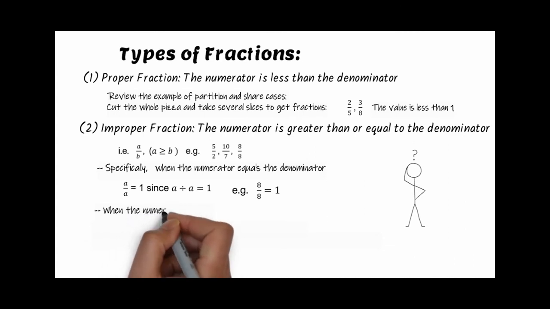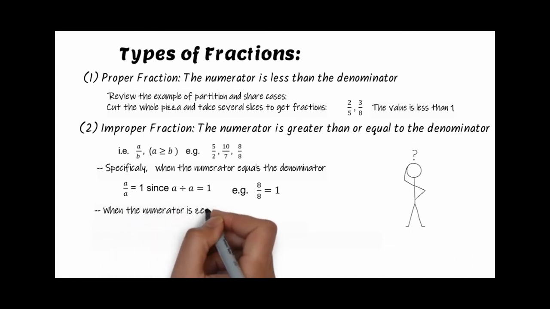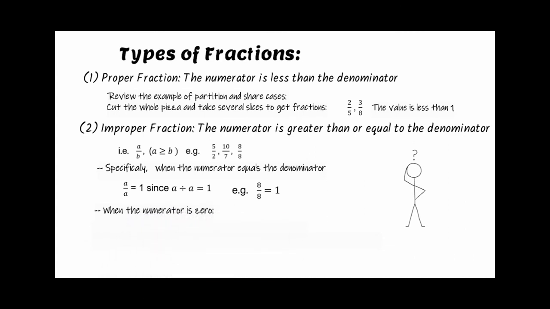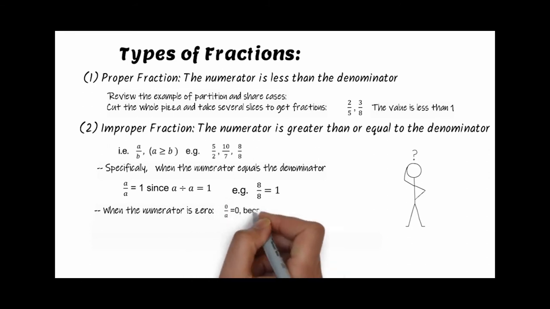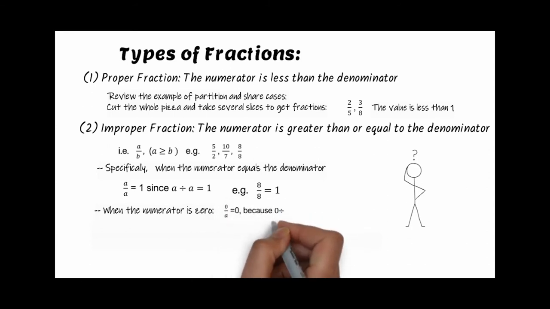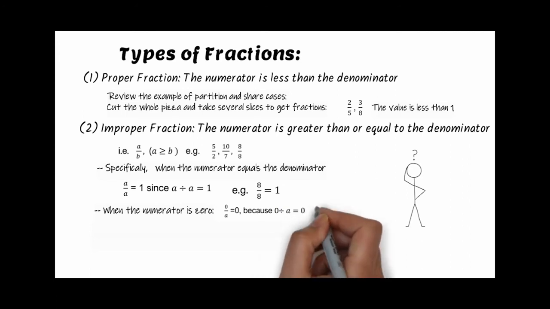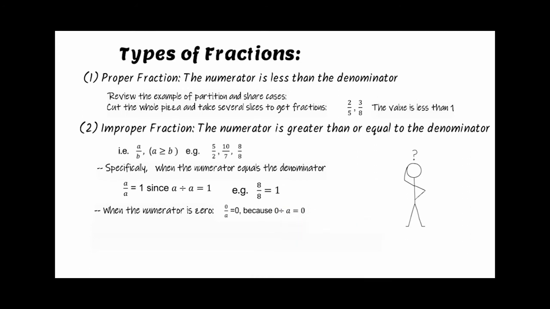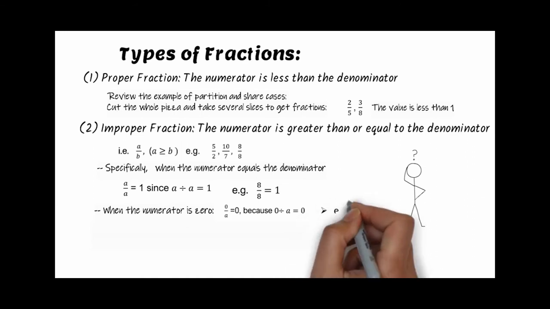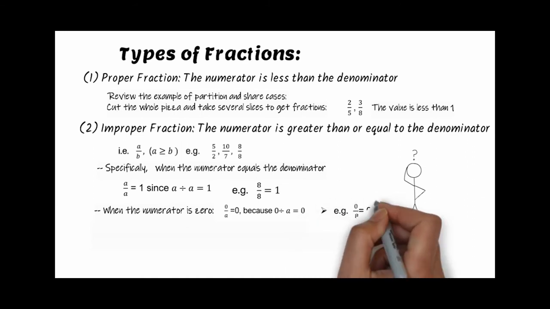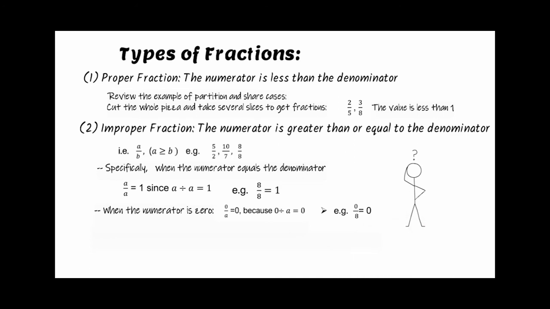Now the second case is when the numerator is equal to 0. So in that case, what we have is 0 over 8, that is equal to 0, because 0 divided by any number is equal to 0. So again, if we let the letter a equal to the number 8, the example we have is 0 over 8 is equal to 0.